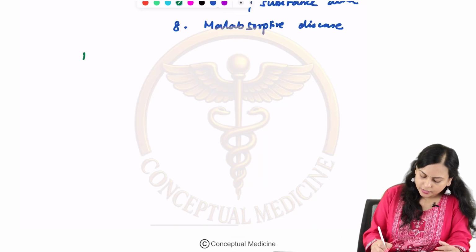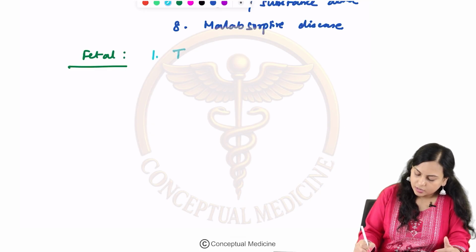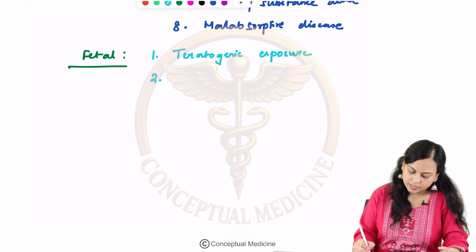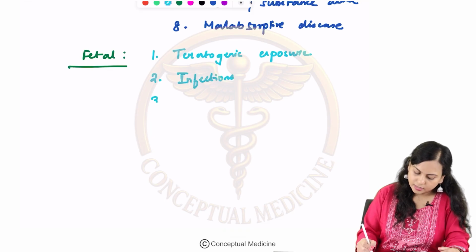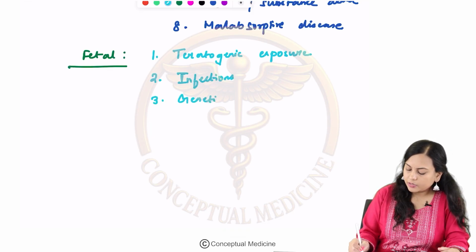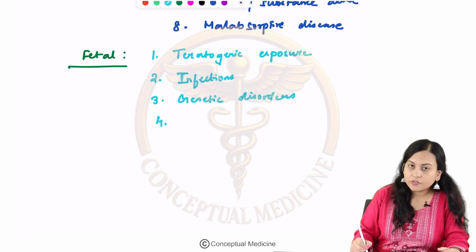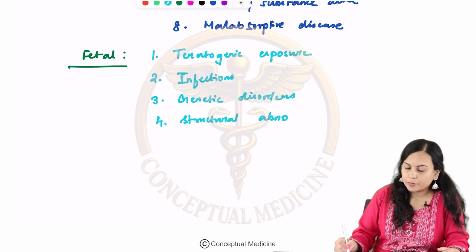Now we'll see some fetal causes. Fetal causes include teratogenic exposure, any kind of drugs, toxins, or even infections. Then there can be infections, and there can be genetic disorders or presence of structural abnormalities, right?